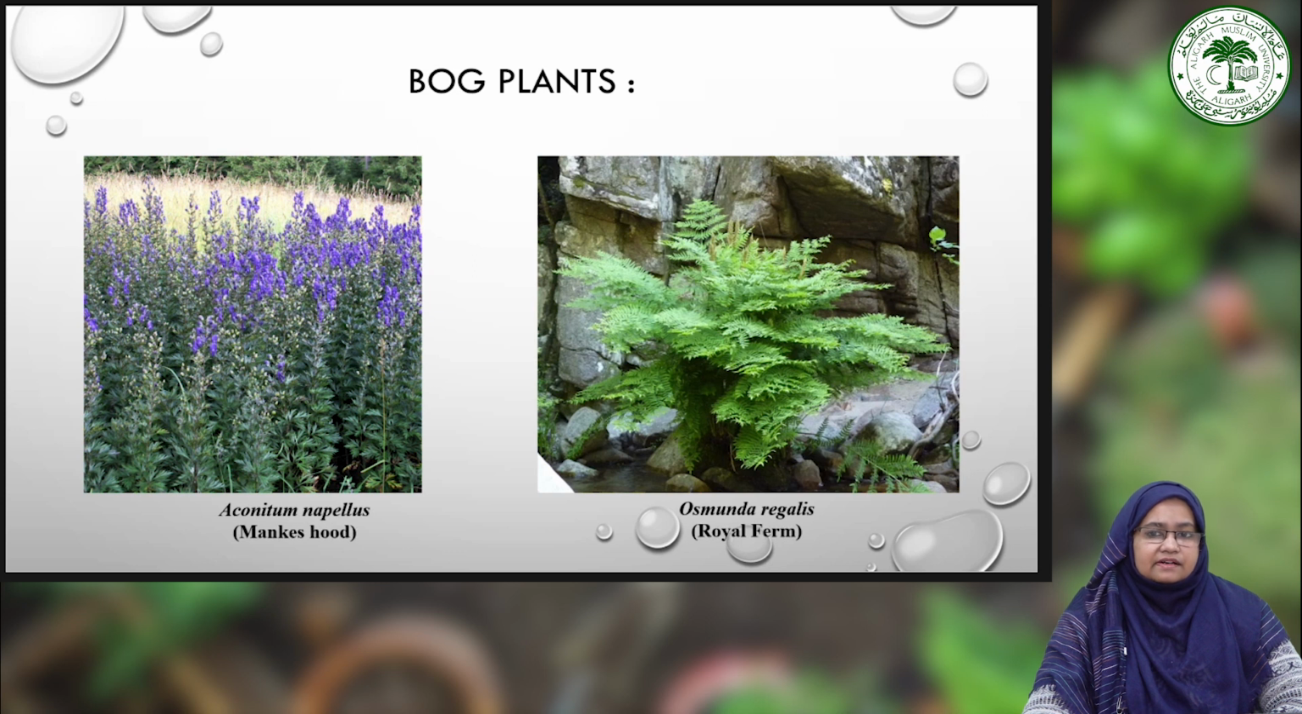Then the next type of plants are bog plants. Most of the above marginal plants can be called bog plants. There are many other plants which can be grown in a bog garden or just above the water bodies. Examples of bog plants are Aconitum napellus, shown in this image, and the next, shown in the image, is Osmunda regalis. These are varieties used in water gardens just above the level of marginal plants.